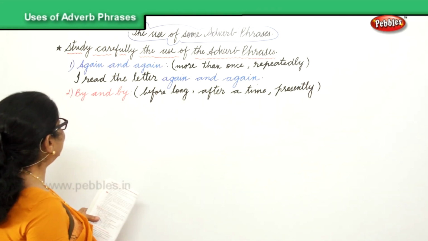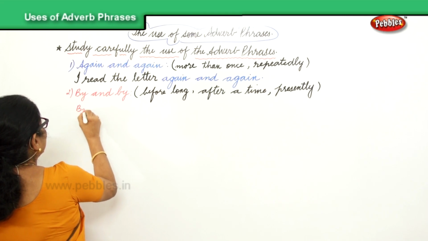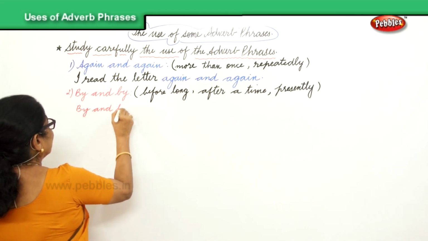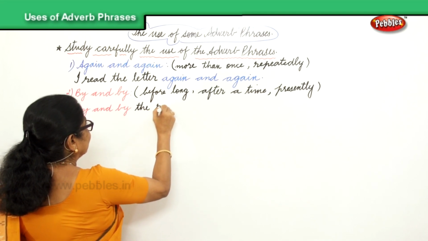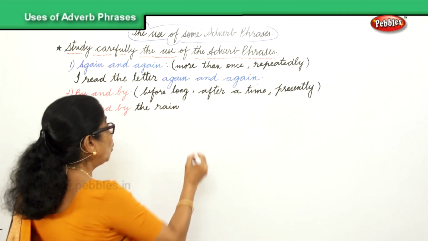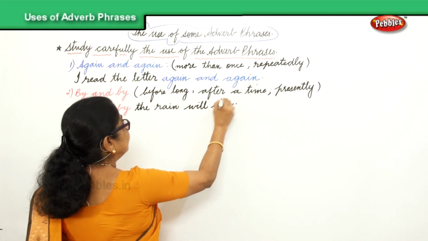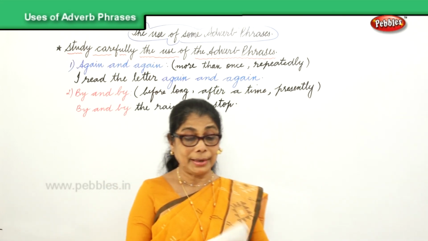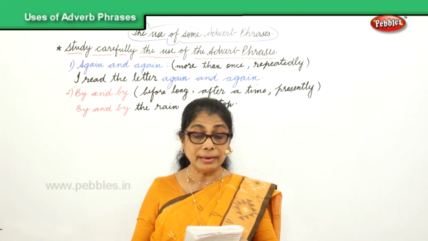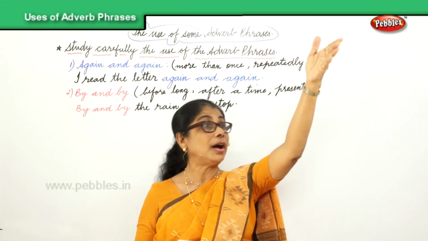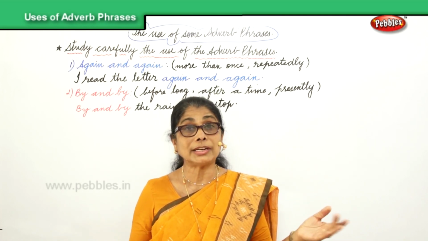Okay, let's look at the sentence. By and by, the rain will stop. So the usage of again and again, by and by. Now let's look at far and near. When you say far and near, in all directions, what is far away and what's near? His fame spread far and near, in all directions, every way.